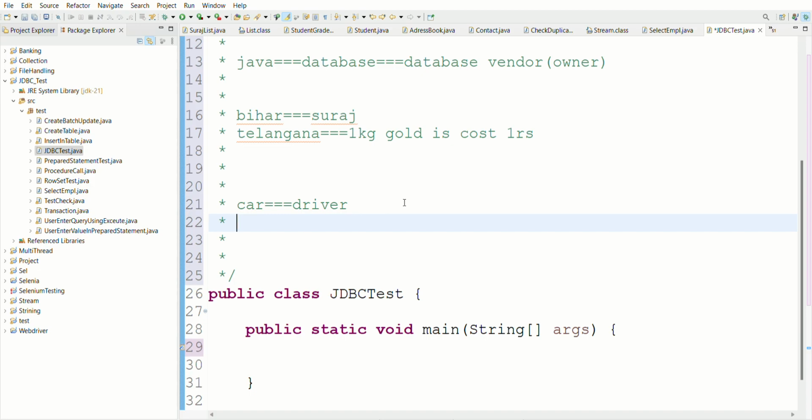The second step: when I reach Telangana from Bihar, I need a translator. Why a translator? Because Bihari people know the Hindi language, and in Telangana Telugu is spoken. That's why we need a translator, so that he can translate my Hindi language to Telugu and Telugu to Hindi.